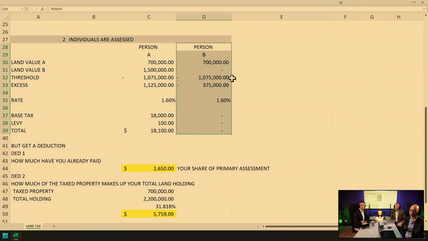So now we apply your threshold. On your own, you're below the threshold, so you actually get no more to pay. That's where it stops there for person B. So person B is effectively paid half of the partnership assessment at this stage. Person A, they get the $700,000, the half value of the property.